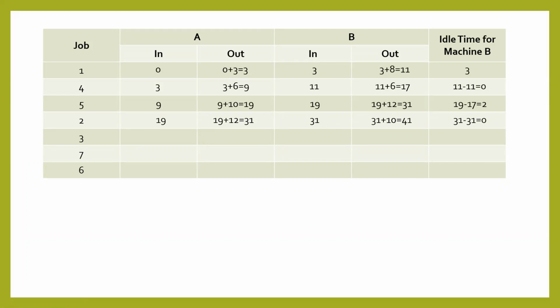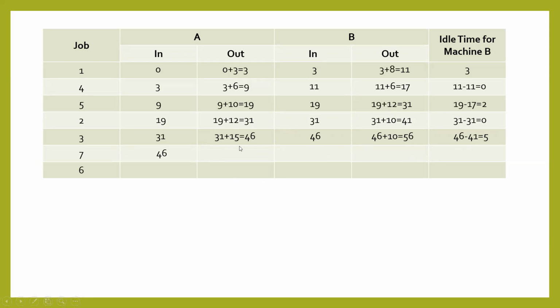The next job will start on machine number A at 31. 31 plus 15 will give me 46. Okay. Now you can compare these values, 41 and 46. Greater is 46. So this will start at 46. 46 plus 10 is 56. Subtract 46 from 41, you'll get the idle time. So that is 5.